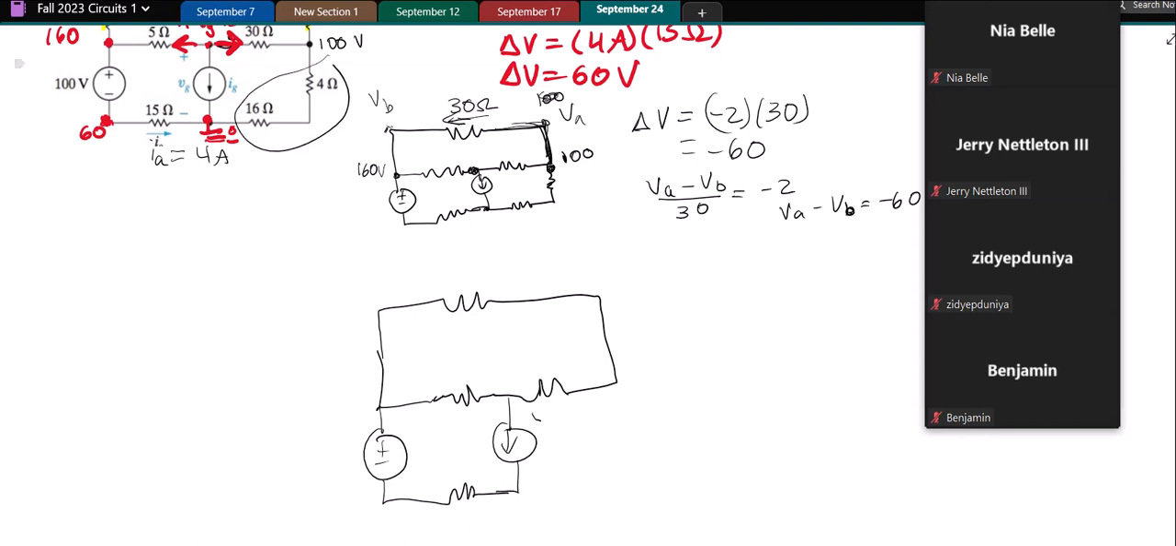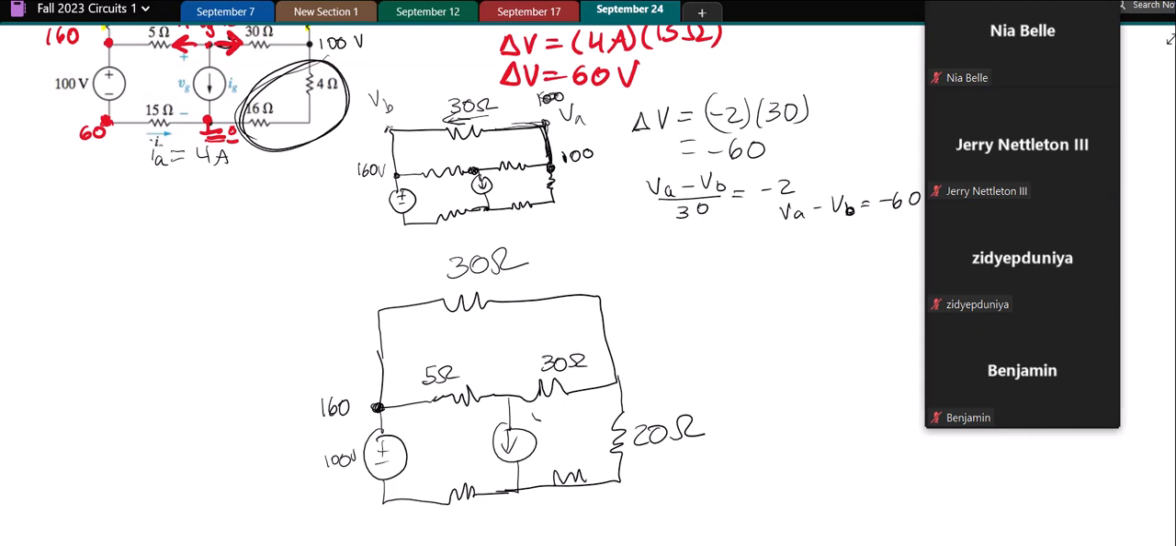I look at these two resistors right here, and I see that they're in series, so I'm going to replace them with a 20 ohm resistor. So I had 20 ohms there, 30 there. This was 100 volts. I had this labeled at 160. This is 5 ohm. This is a 30 ohm. This is, no, I took care of that one.